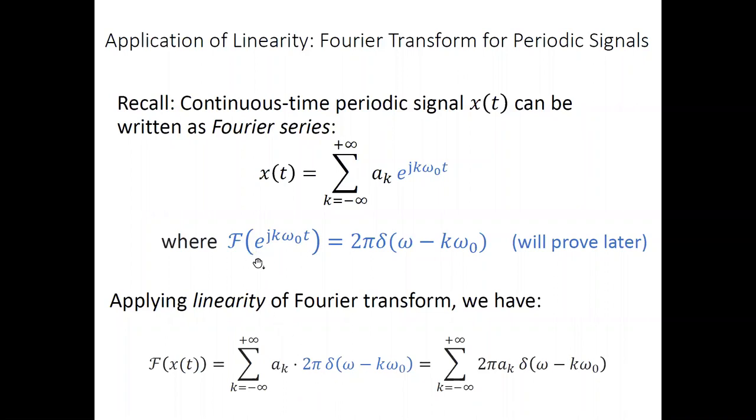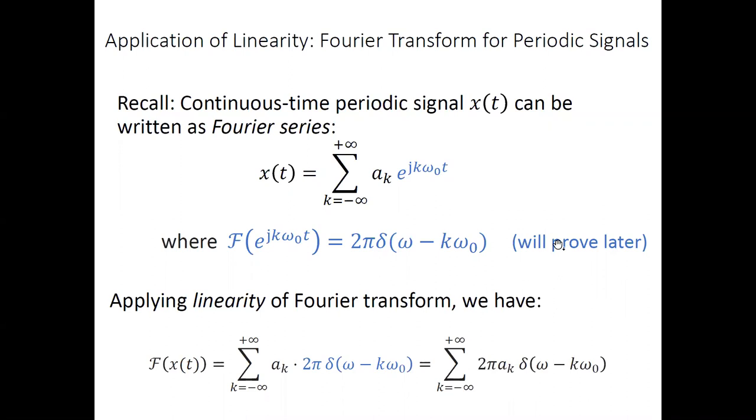And here I give you the result that the Fourier transform of each individual exponential e^{jk omega_0 t} is this delta function, an impulse function in the frequency domain. It's a delta function of omega, and I will show this result later. But applying this result, the Fourier transform of x of t is just the infinite sum of impulses weighted by a_k, and those impulses occur at k omega_0 for integers k. This is the structure of the Fourier transform of x of t.